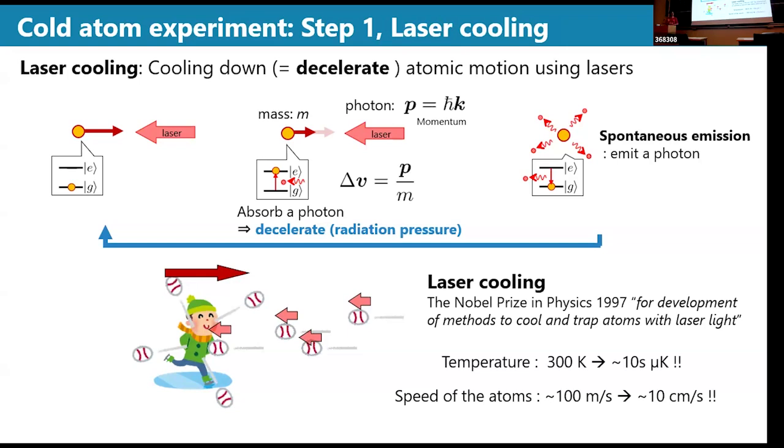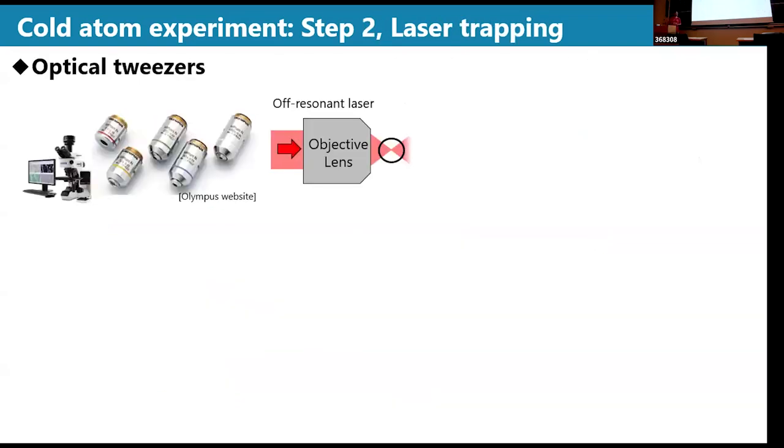Okay, so now you cool down the motion of the atom, then you can actually use a laser to trap single atoms one by one. There's a force from the laser, and this tiny force is enough to trap an atom.